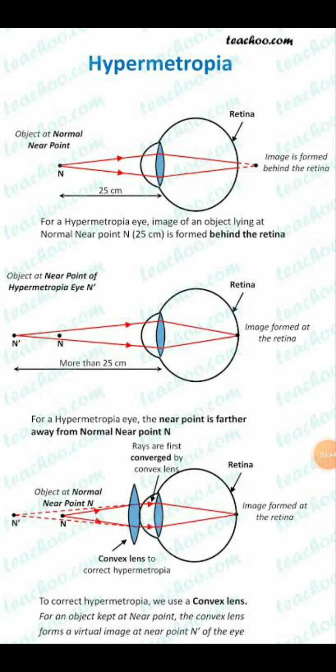When we use a convex lens, what happens? The light rays are first converged by the convex lens, so that after refraction they meet exactly at one point. Converging, they meet at one point, so that the image will be formed on the retina. Okay, so this way we need to use a convex lens for converging the light rays at one point. So this is all about hypermetropia, farsightedness.